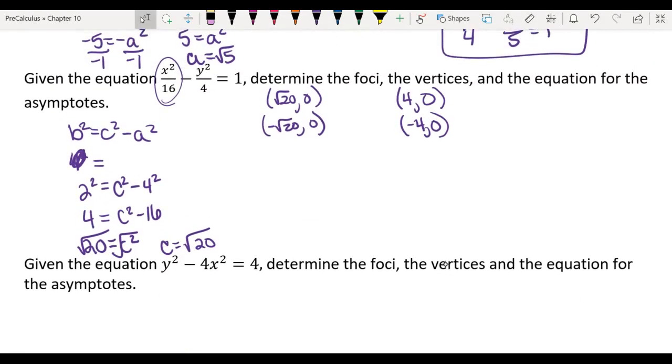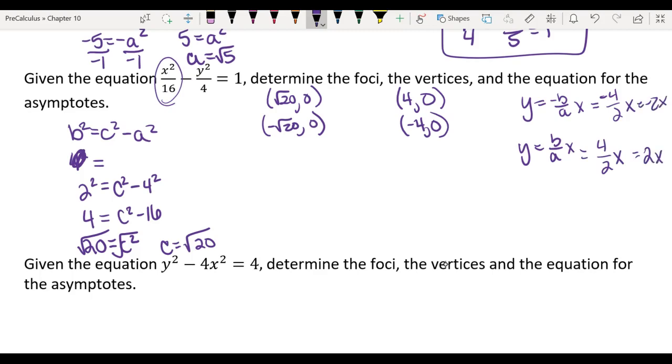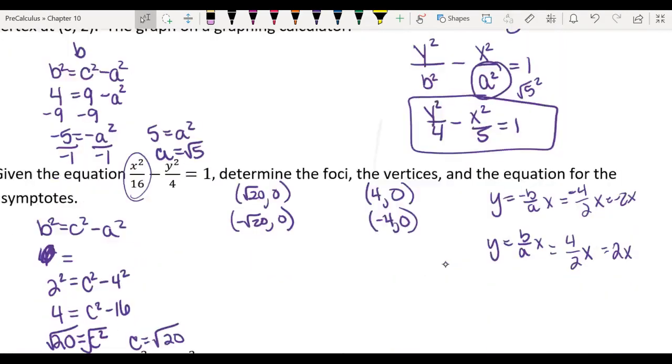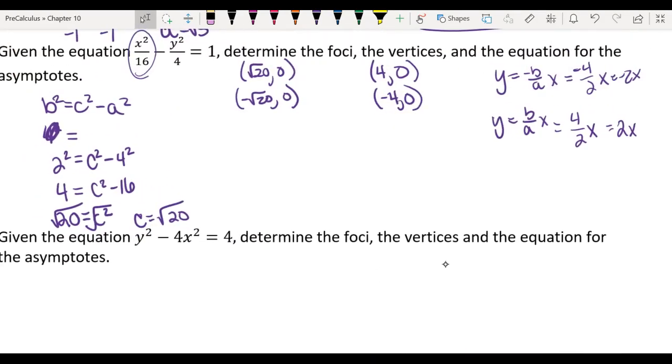So then it says, and the equation of the asymptotes. The equation of your asymptotes are going to be y equals negative b over a x and y equals positive b over a x. So your b is 2, your a is 4. So it'd be negative 4 over 2x, positive 4 over 2x. So it'd be 2x and negative 2x. Oh, shoot, I think I'm doing this backwards. Am I? No.